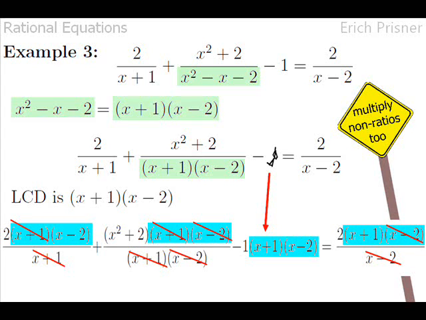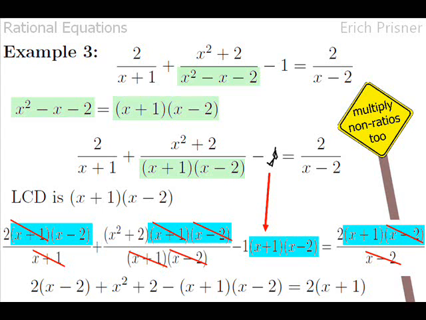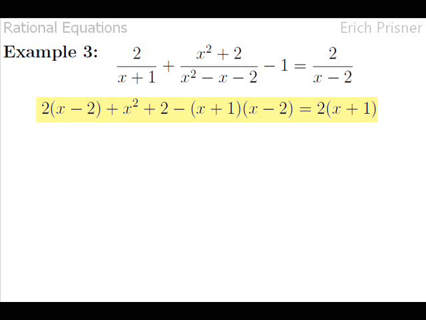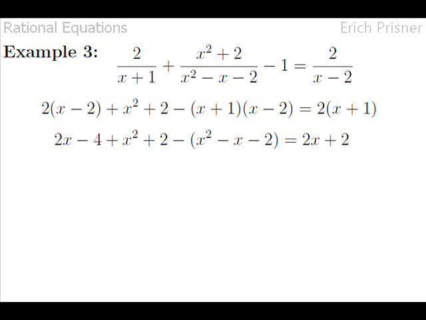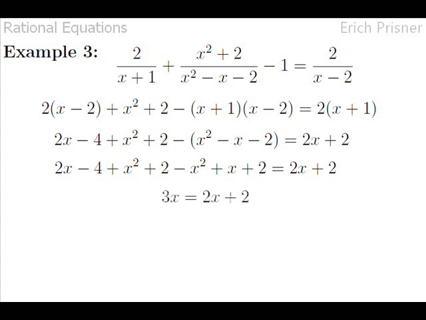Then we cancel in each expression. We get this equation. We distribute. And we open this parenthesis here. Then we collect like terms and we get 3x equals 2x plus 2. And finally, subtract 2x plus 2 to get x equals 2.